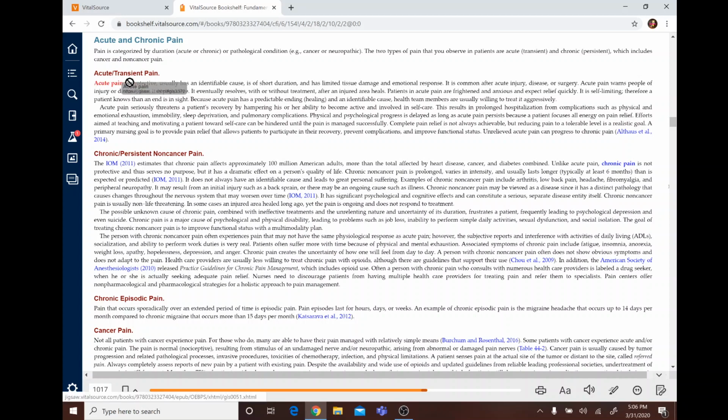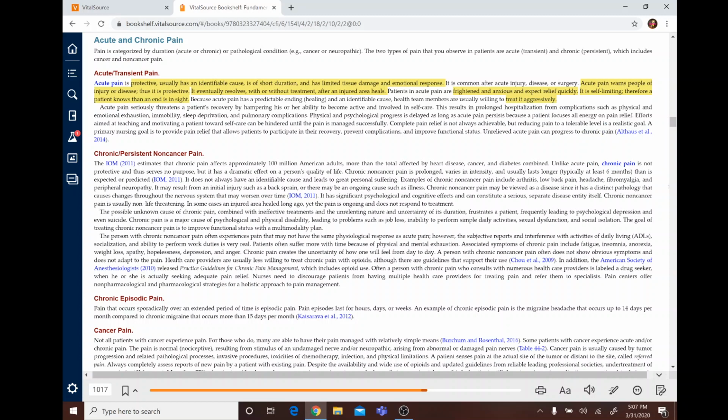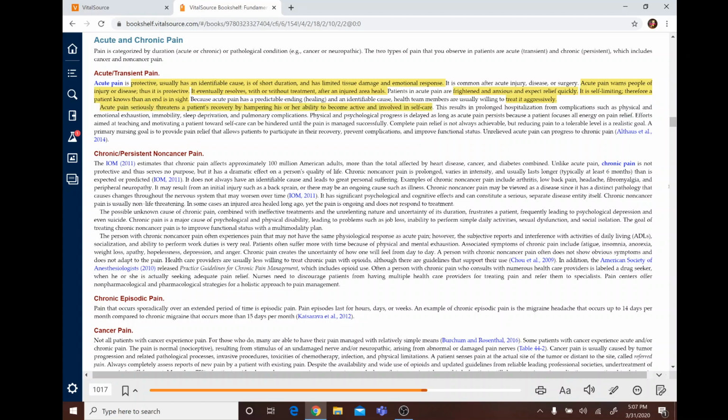Okay, so I think this is important. It's protective, it has an identifiable cause, short duration, has limited tissue damage, emotional response. That's important. So it is protective. Why? Because it lets us know of the disease. It eventually resolves with or without treatment after it heals. People are frightened and anxious and expect relief quickly. Self-limiting, so there is going to be an ending, which is good. Then people will treat this aggressively, which is pretty nice. However, it threatens the recovery by hampering ability to... That's important. Injury, physical pain.